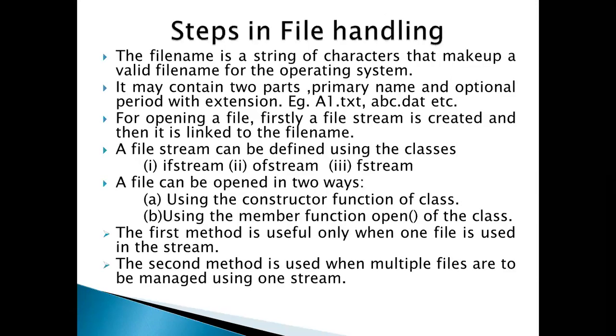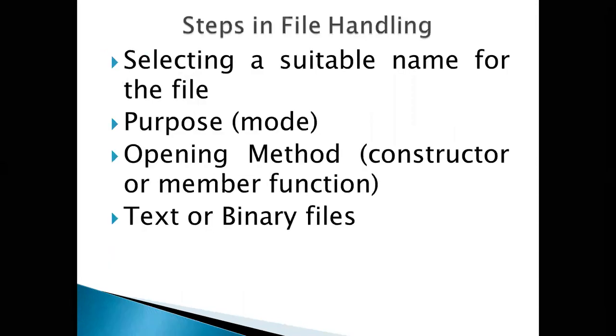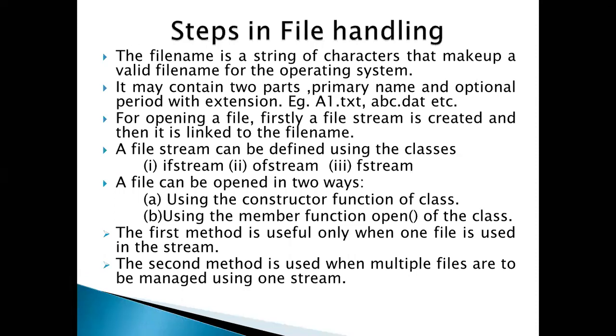Now, the file name that I told you in the previous slide, we need to select a suitable name for the file. So the file name is a string of characters, and there are two parts in a file name: a name and an extension, separated by a dot or period. You may or may not have an extension for a file, but a proper extension would tell you what kind of file it is. For example, if the name of the file is a1.txt, that means it's a text file.